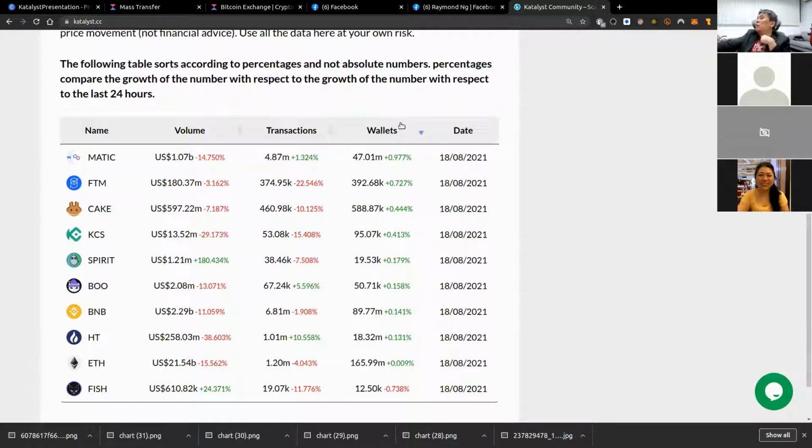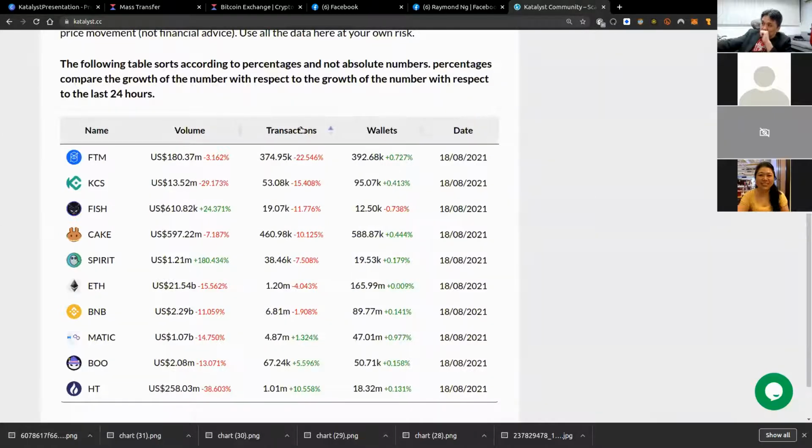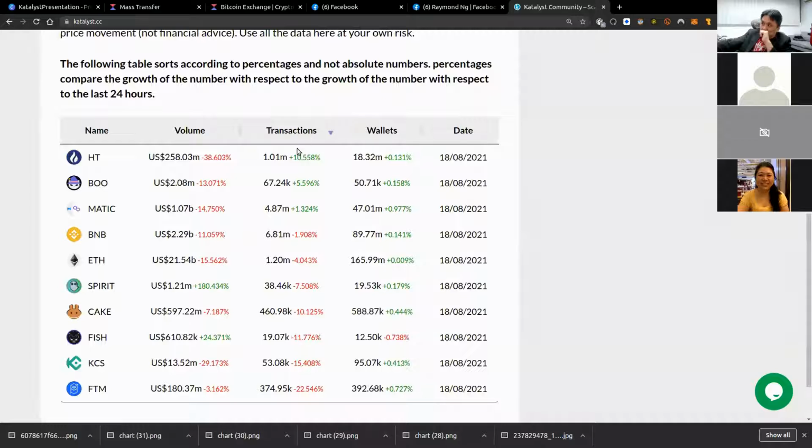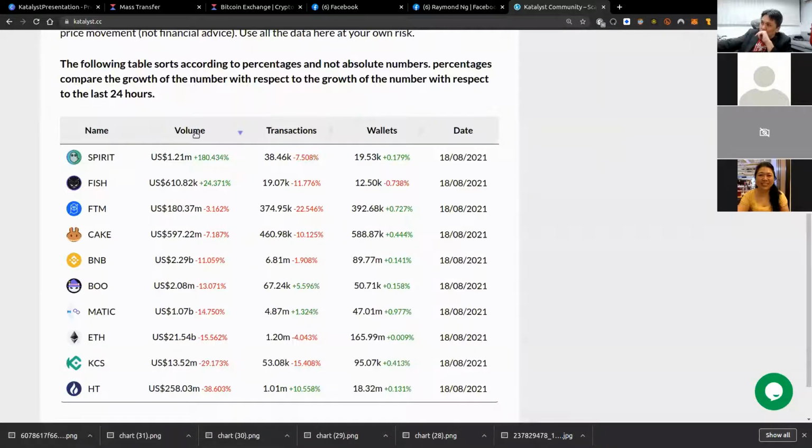But today I want to focus on using the software to analyze Matic. You see the number of wallets is 47 million. Number of transactions, Matic also comes up quite on top. Volume is according to percentage, not according to absolute amount, because I find that percentage is more telling of a coin's movement.